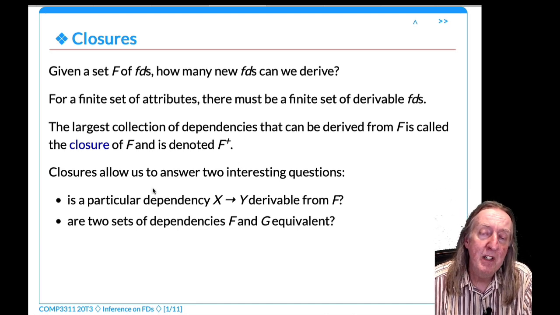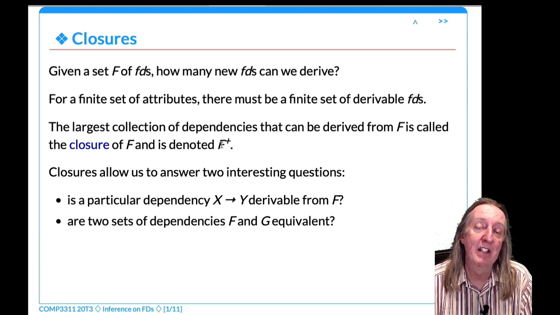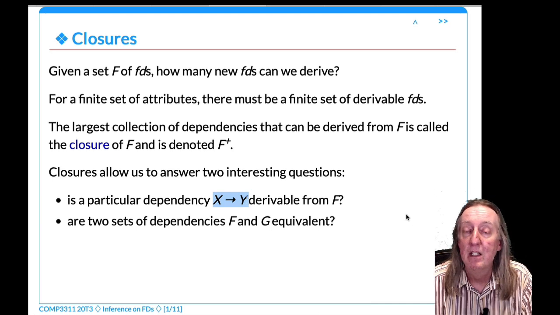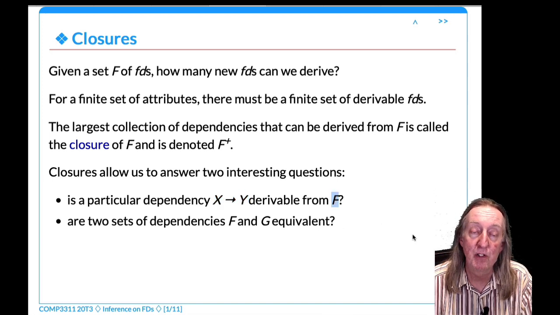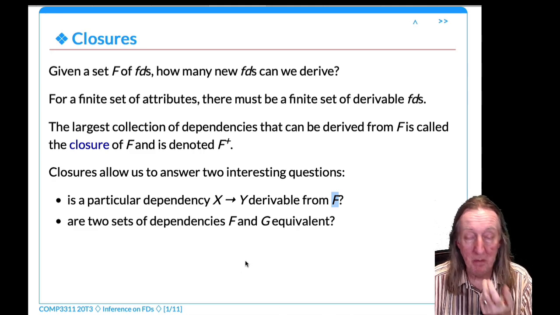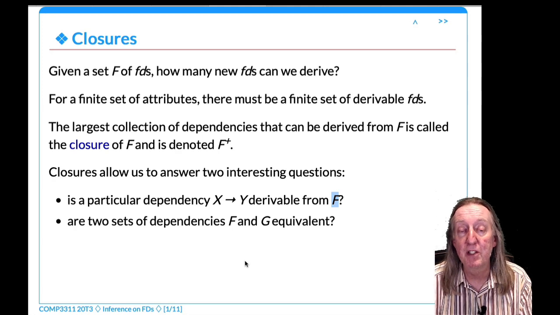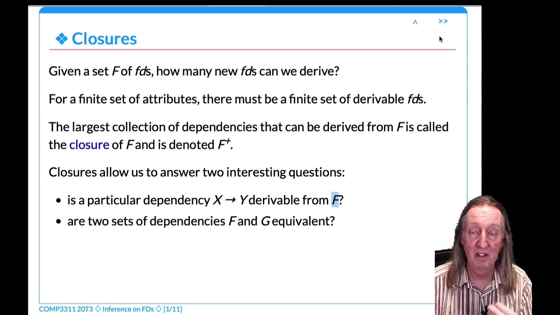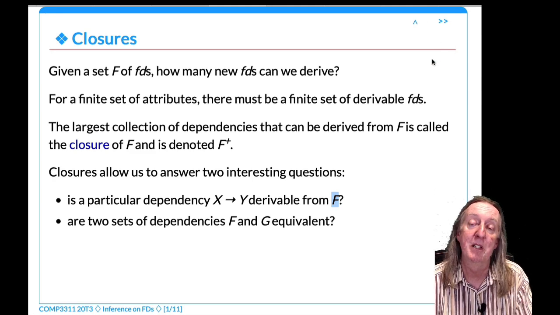Alright, well, if we can generate the maximum set of functional dependencies, then we can solve two interesting questions. So one, we may be interested in knowing whether a particular functional dependency can be inferred from an initial set of functional dependencies. And the other thing that we might be interested in, if we've got two sets of functional dependencies, is are they equivalent?